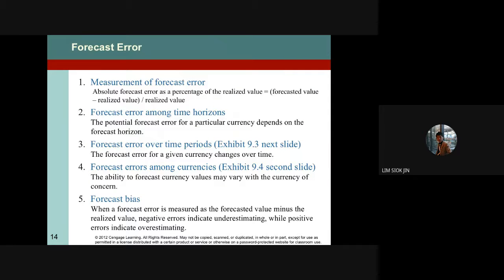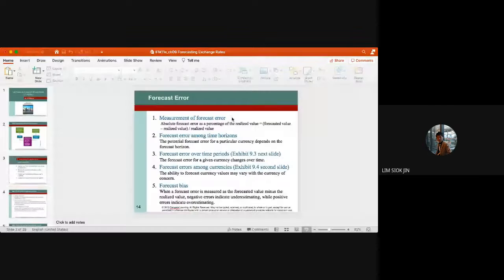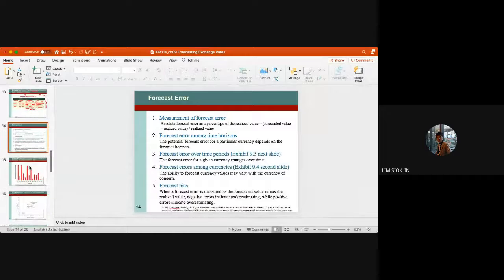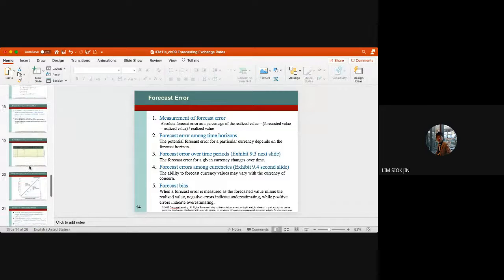All right. So whatever you forecast, there will always be an error. There is no forecast with no error. Right? Forecasting always has error. So I think we will continue this forecasting error after a short break, if that's okay.